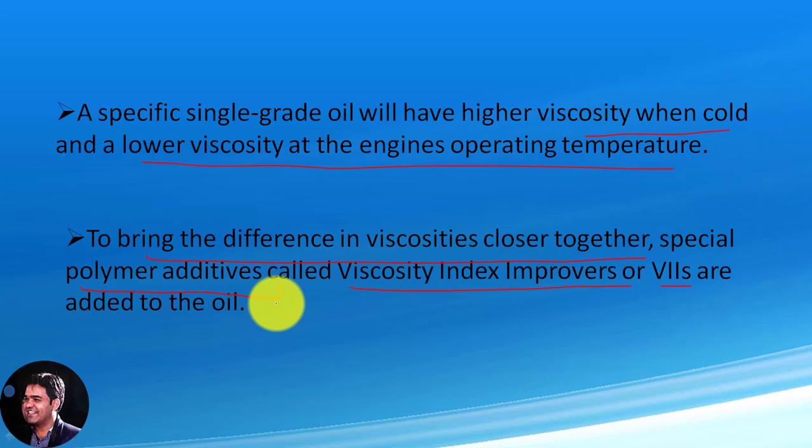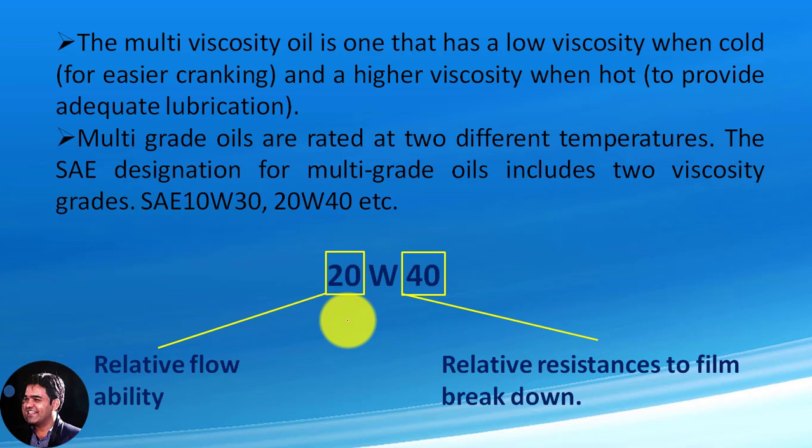And it is not compulsory to add the viscosity index improver to produce multigrade engine oil every time. We can produce multigrade engine oil without adding such polymer additives too. The multi-viscosity oil, or multigrade engine oil, is one that has a low viscosity in cold weather conditions for easier cranking, and higher viscosity at hot temperature to provide adequate lubrication during operating conditions. So this is the requirement for multigrade engine oil.